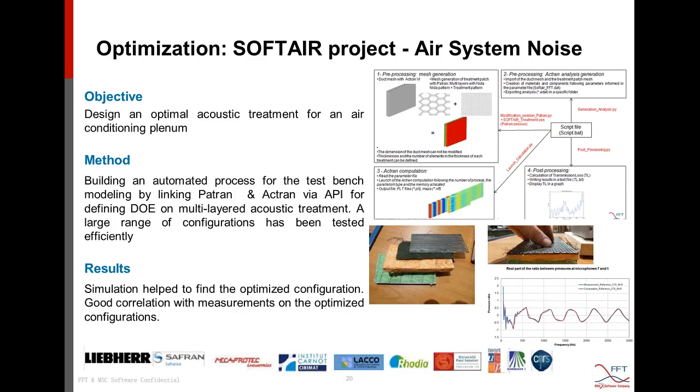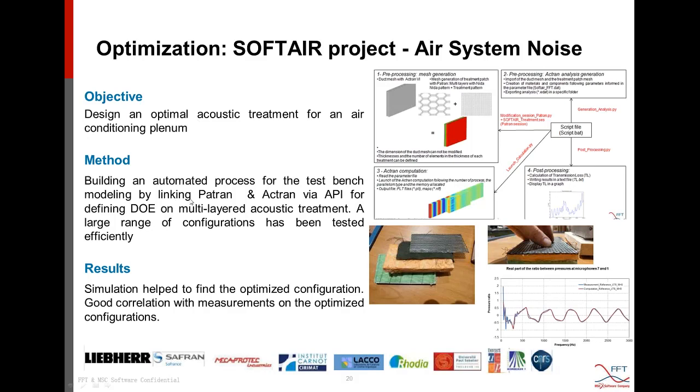in Actran. So to run an optimization project like this one in the SOFTAIR project, in which we studied the design of an optimal acoustic treatment for an air conditioning plenum, we could drive an optimization chain involving many parameters by a script file, or by, let's say, a commercial optimization software like for example Optimus, and this will allow us to perform a design of experiment test.